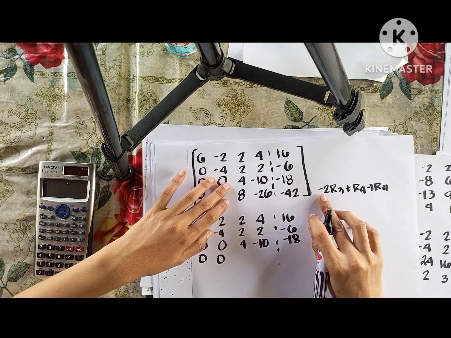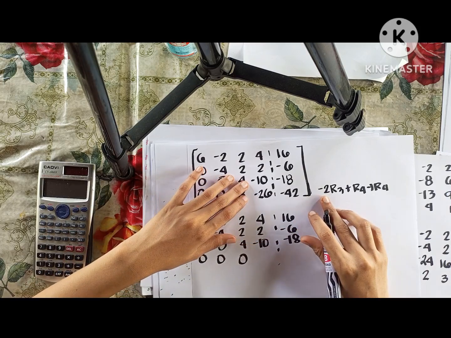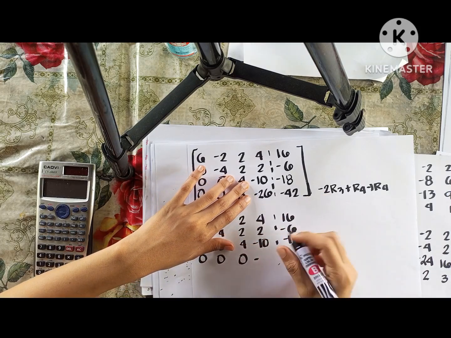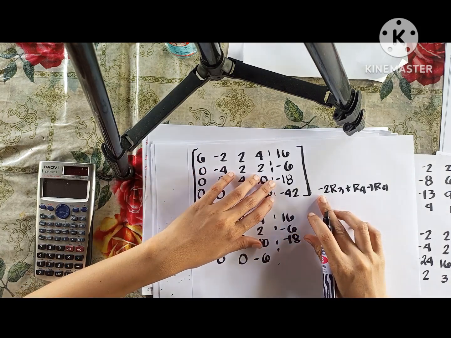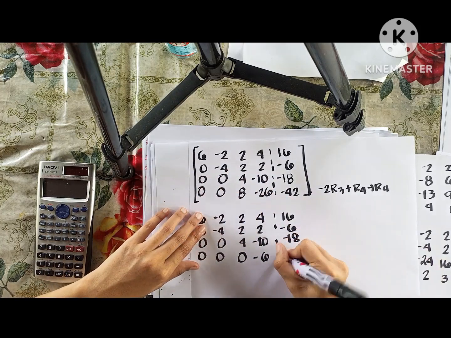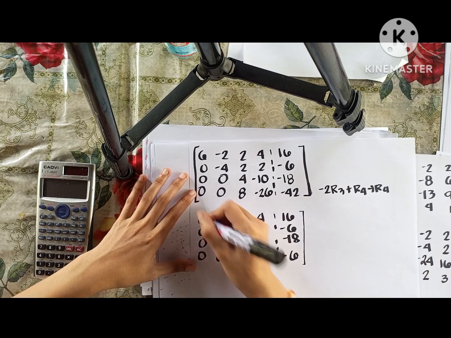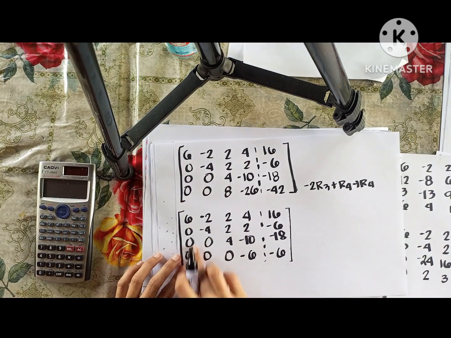Now, negative 2 times 4 is negative 8 plus 8, that would be 0. Now, negative 2 times negative 10, that is positive 20 plus 26, so this will become negative 6. Now, negative 2 times negative 18 plus R4, which is negative 42, so we have here negative 6. So, as you can see, we have here now the 0, 0, 0.